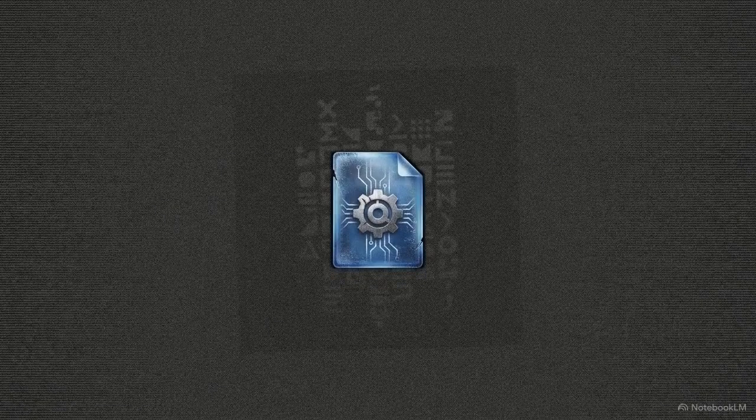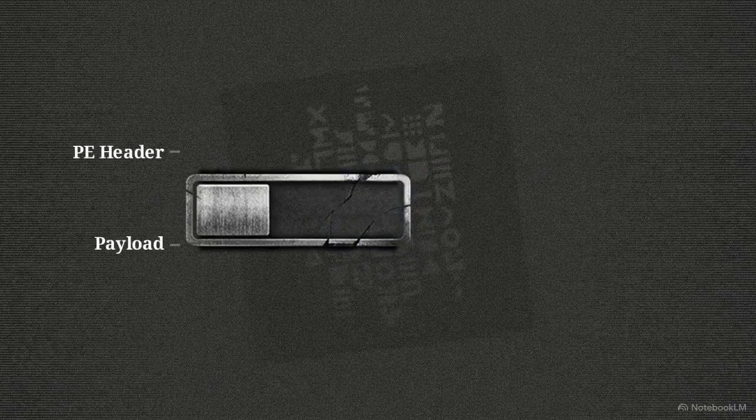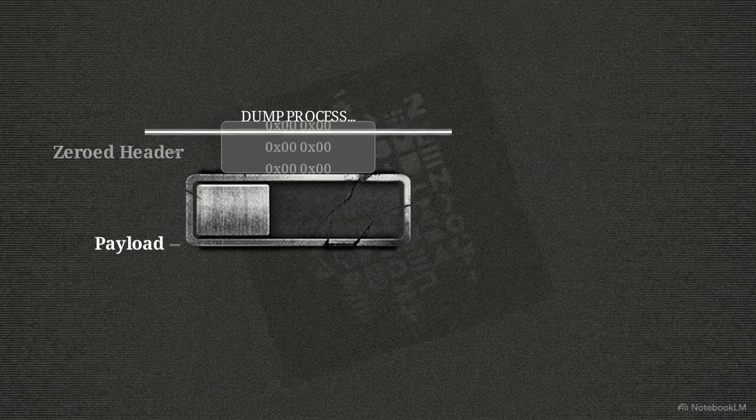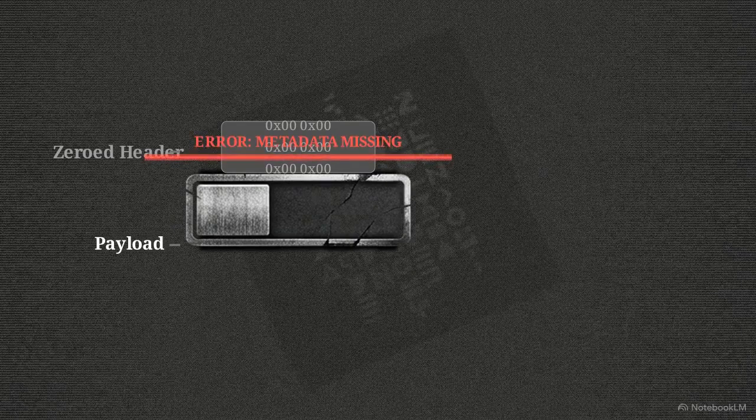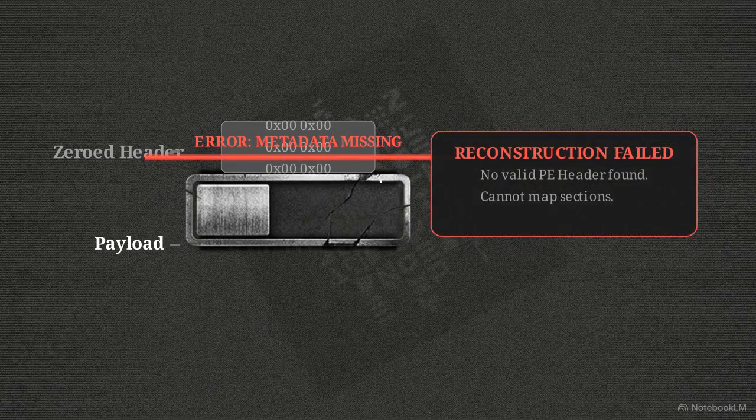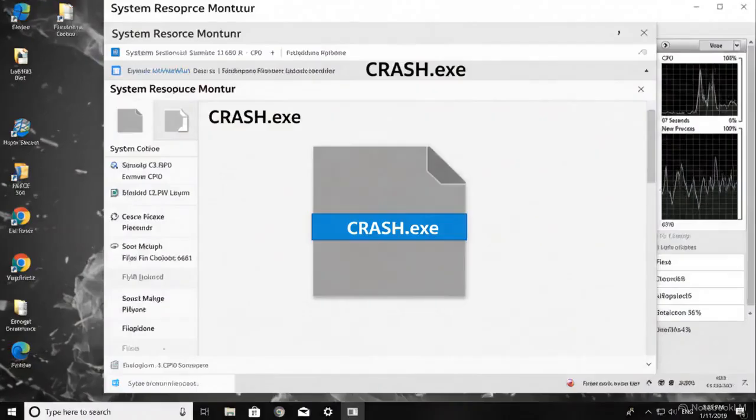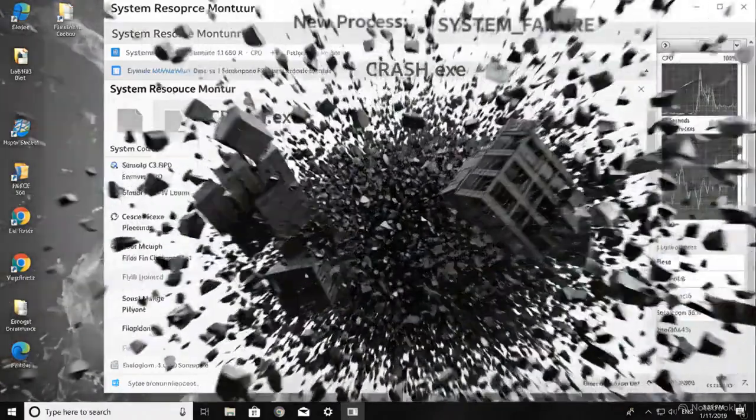It utilizes header erasure. The malware zeroes out its own PE header in memory. If an analyst tries to dump the process for later study, the missing header prevents standard reconstruction tools from rebuilding the file. Most evasive of all is a technique known as process ghosting.